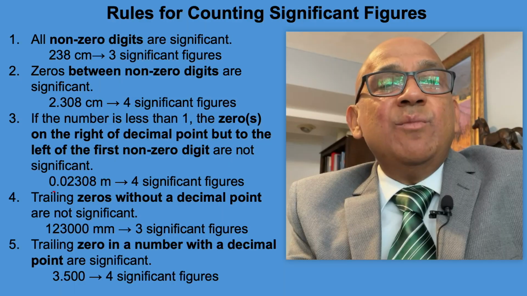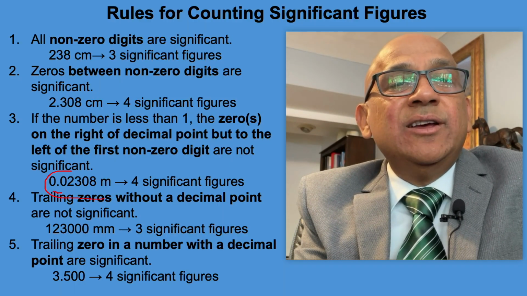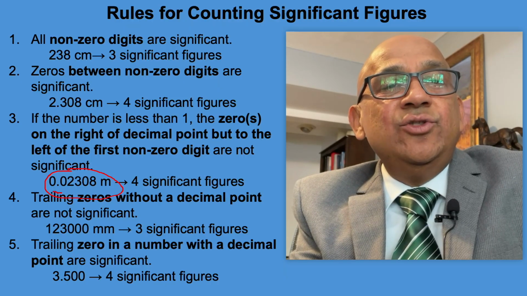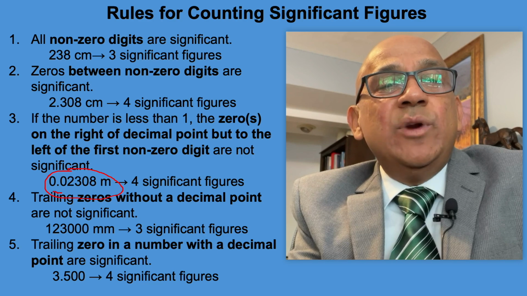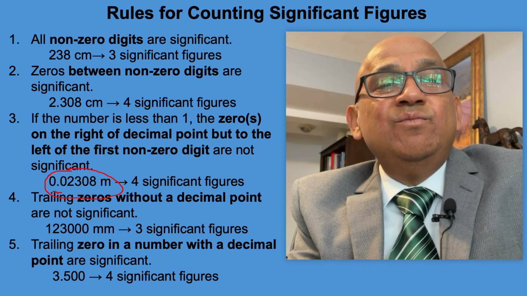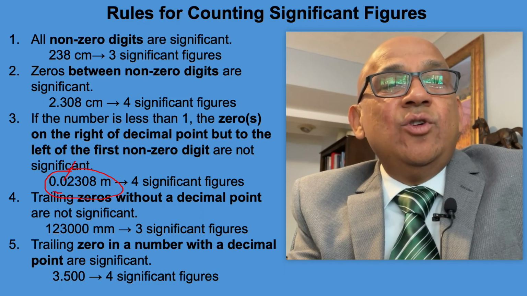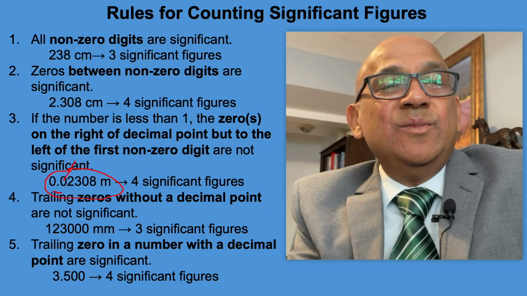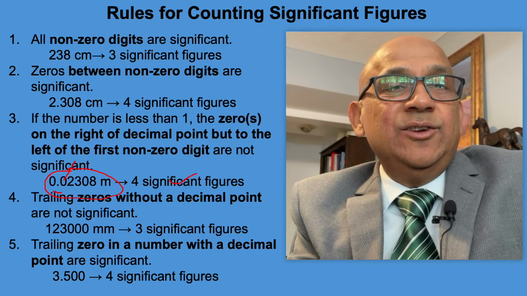Let us look into this number. Here you are seeing that there is a zero which is to the right of this decimal point but to the left of any non-zero number, which is 2. So this 0 in this particular case is not significant. So overall, this number 0.02308 has only 4 significant digits.